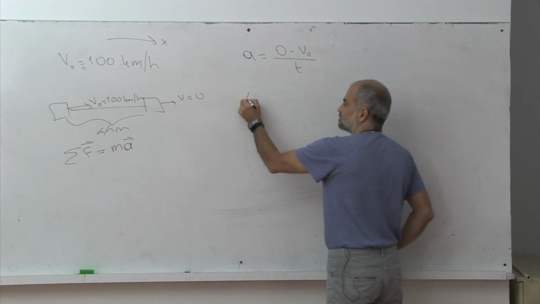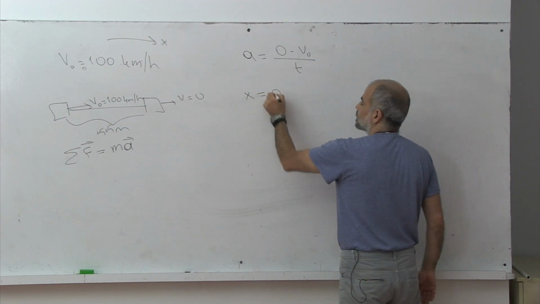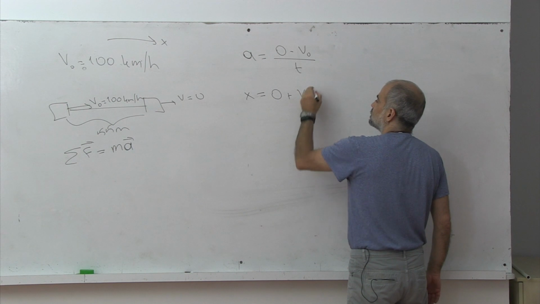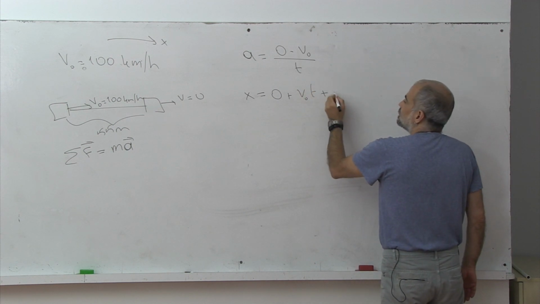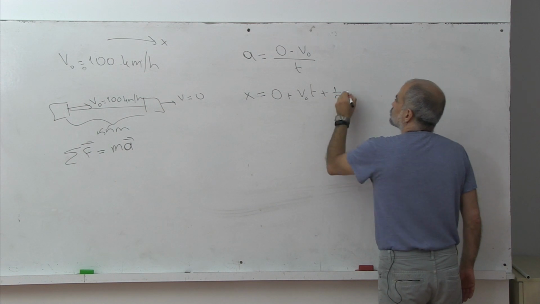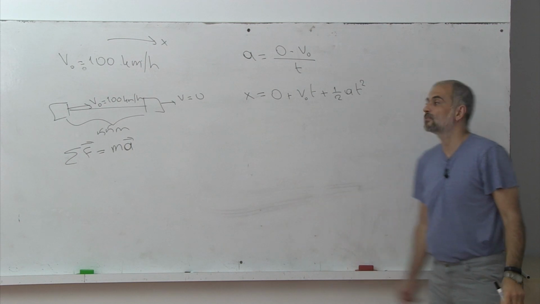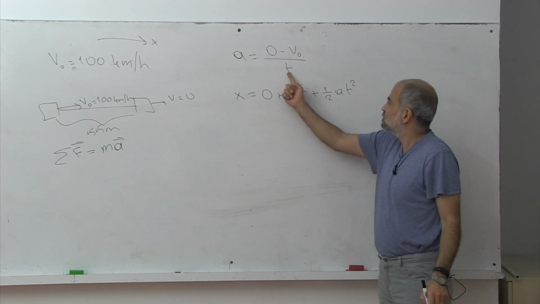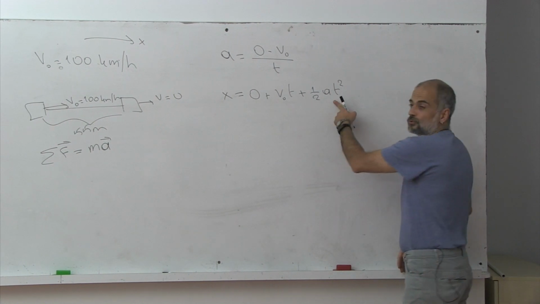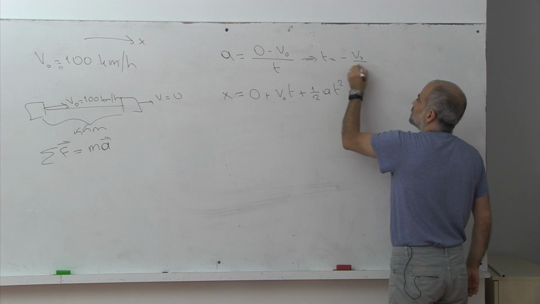Let's call it x. The initial position is 0 plus v0 t plus 1 over 2 a t squared. This is the displacement of the object. Well, rather than using the t, we can just solve for t over here and substitute it here. So the time it takes is minus v0 over a.